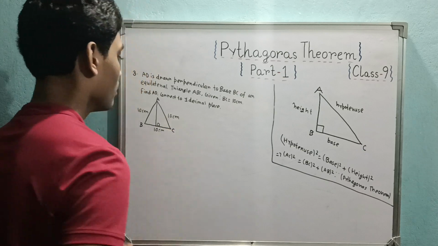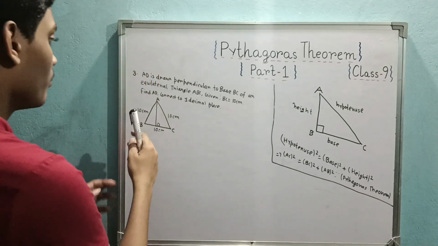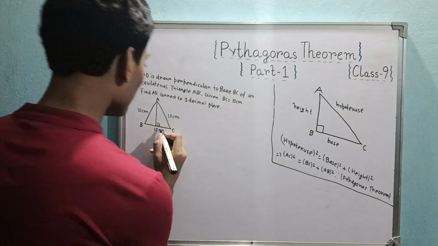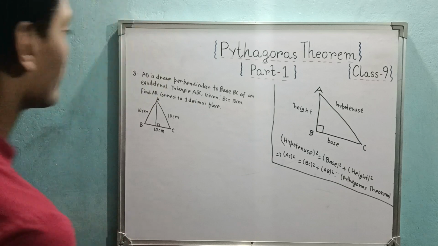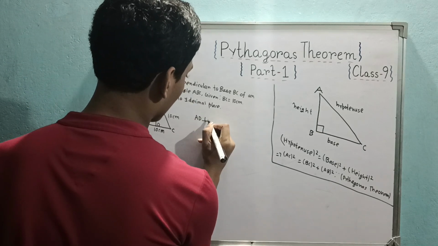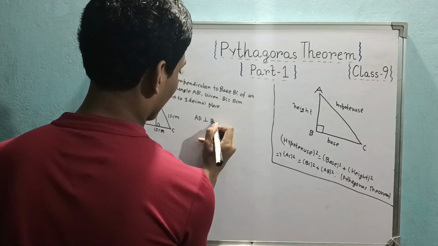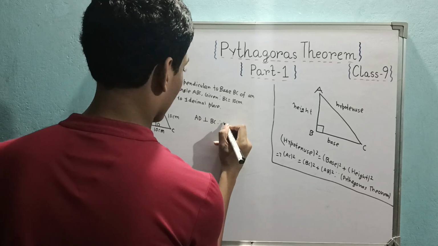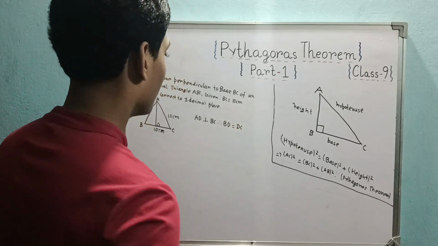Suppose D. So that means what? AD is drawn perpendicular to BC, which means BC will get bisected into two equal parts by AD, right? That's the rule for perpendicular. So AD perpendicular to BC. Okay, this looks like a plus rather than perpendicular. Therefore, BD equal to DC, right?